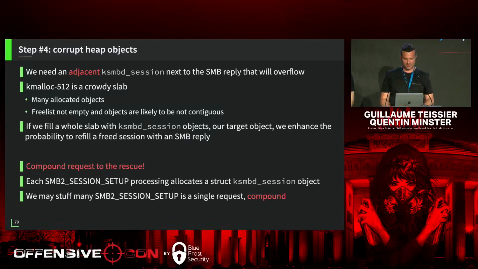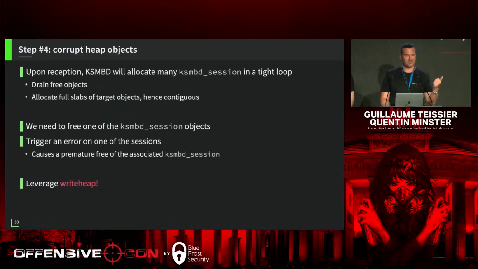So in order to do this, we need to be as quick as possible, and we need to take as many sessions as we can to fill full slabs. I mean, first draining the free list, and then being able to allocate in full slabs of KSMBD sessions. And this way, once we corrupt a single KSMBD session, we have chances to win and to overflow a session. So now the question is, how do we free one of the KSMBD sessions? We just have to cause an error on this session, and KSMBD will free the associated memory with the KSMBD session. So now we are making a hole in the slab. And we use write-ip to perform the refill with the target object that will overflow.